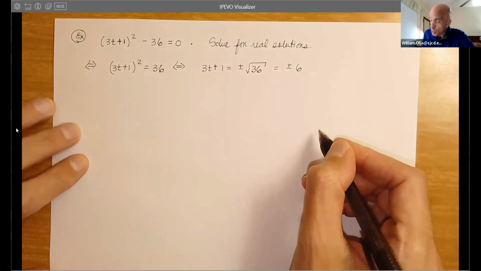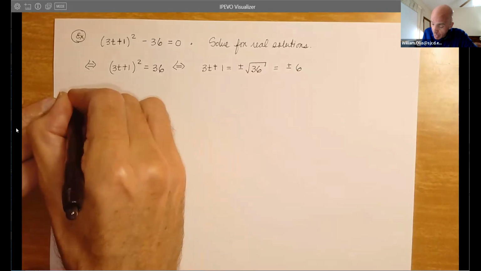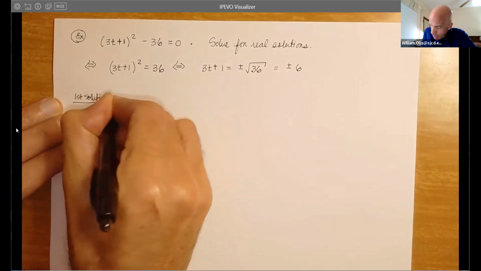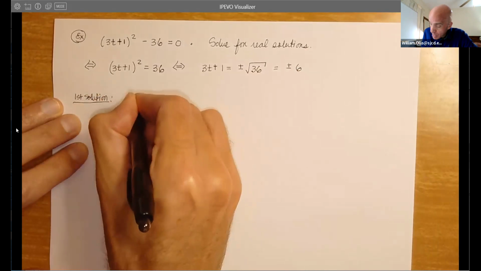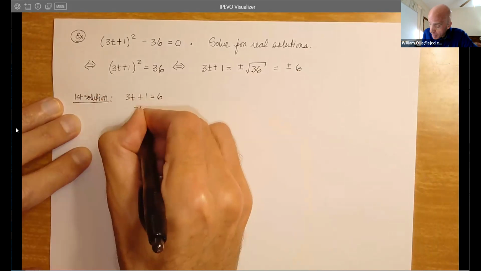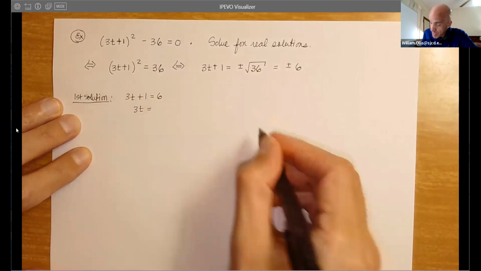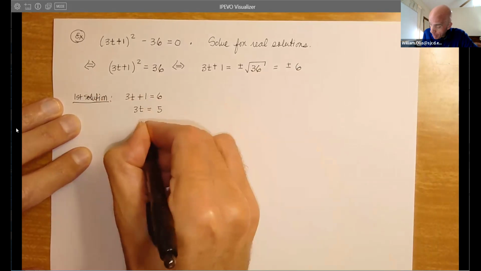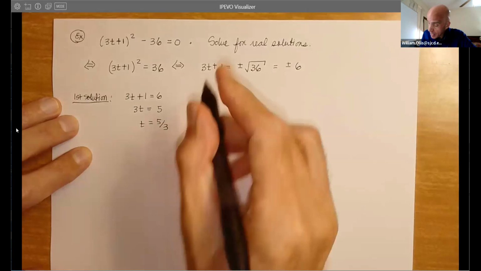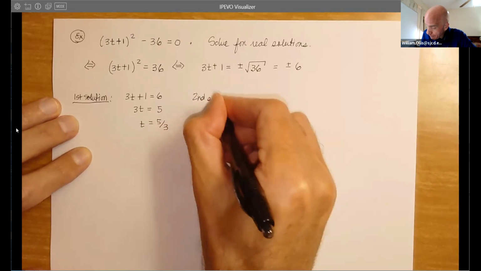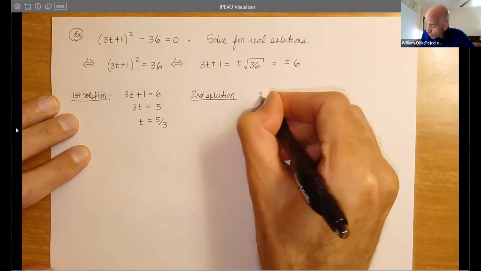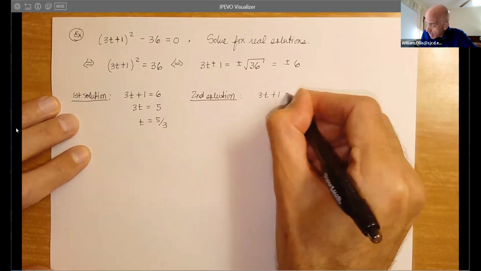Now, this is going to give us two solutions. So for the plus, we'll say first solution. We'll look at the plus radical. So we have 3t + 1 equals 6. So this will be 3t. Subtract 1 from 6, we get 5. Divide by 3, 5/3. So that's the positive radical. Second solution. We'll do the negative radical. 3t + 1 equals negative 6.